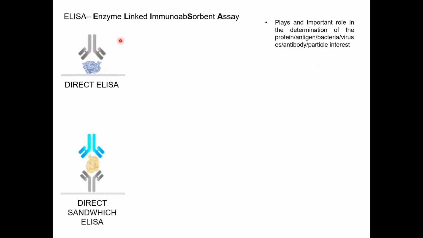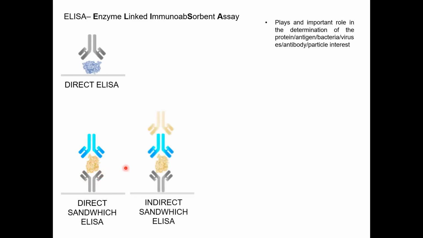The second one is the so-called sandwich ELISA, in which, as the figure clearly shows, this is a sandwich. There are two antibodies there, and in the middle you will find the protein of interest. There's another one which is called indirect sandwich ELISA. Here we are using three different antibodies, but the method is almost the same.